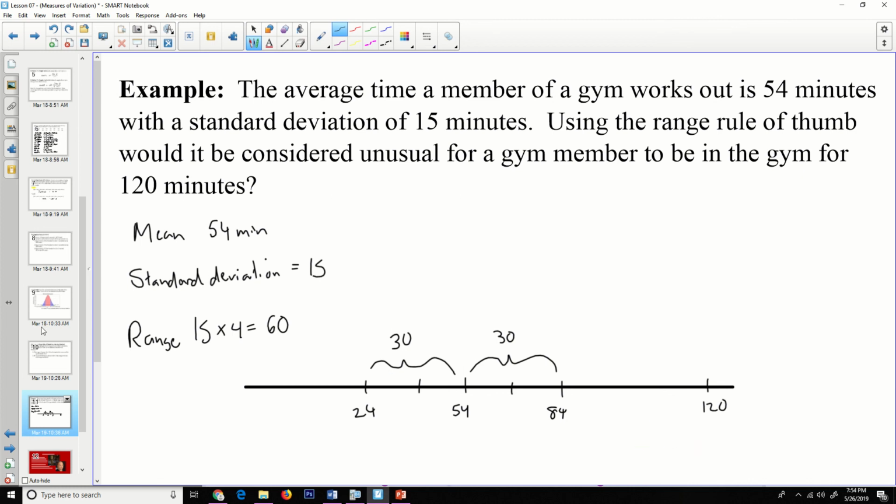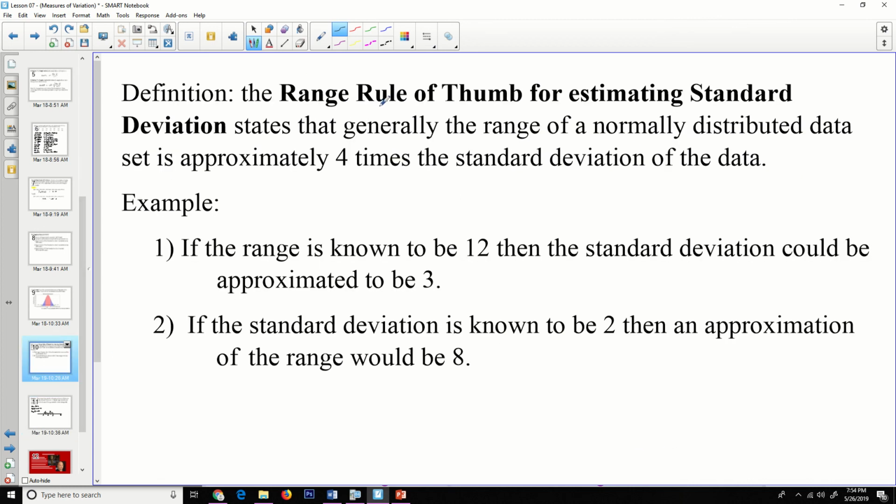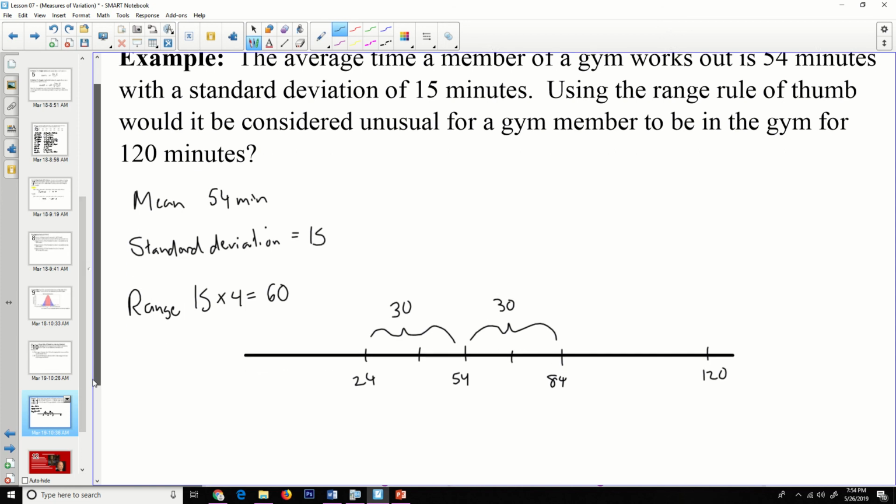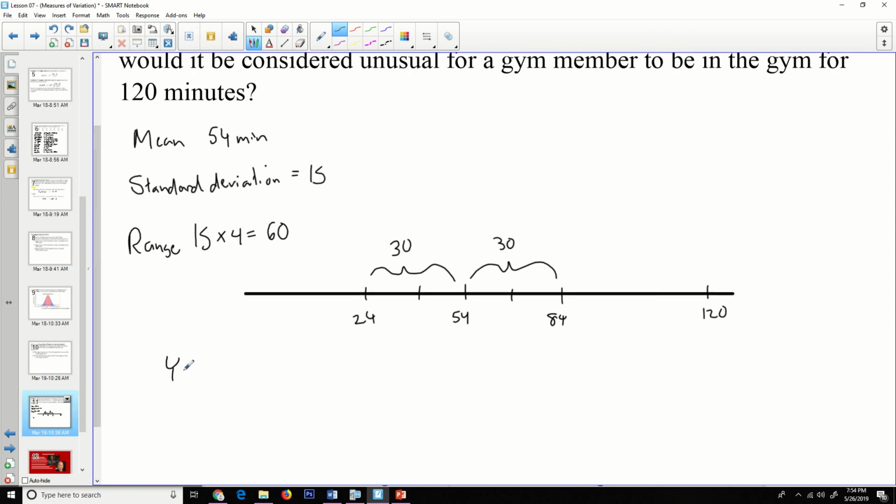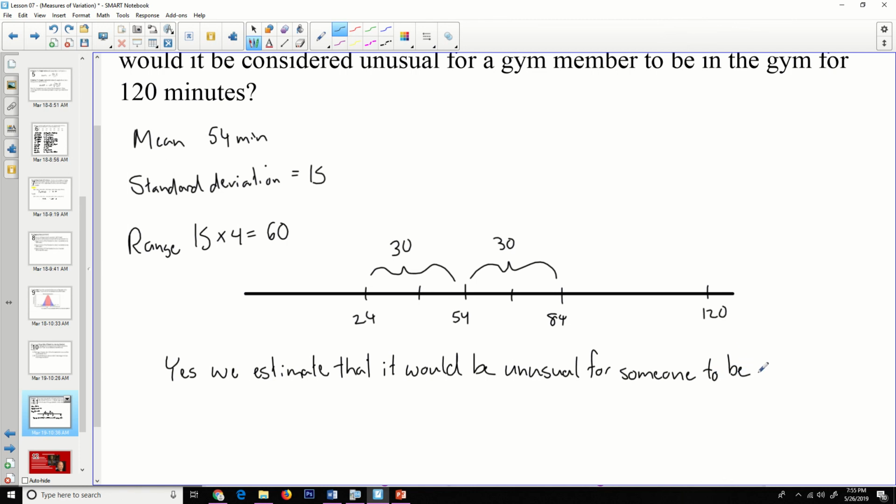So based on our range rule of thumb for estimating standard deviation, we could make a conclusion that says, yes, we estimate that it would be unusual for someone to be in the gym for 120 minutes.